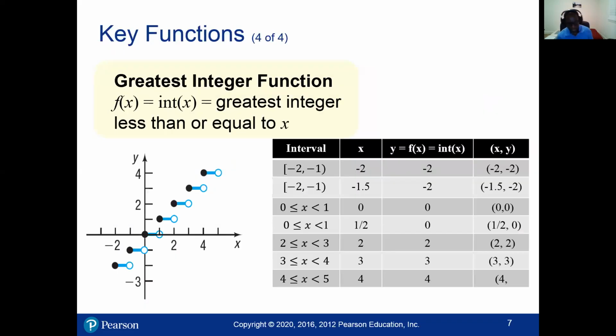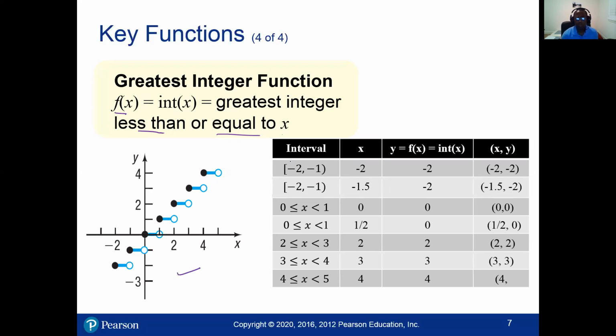Now, the other new one that we haven't talked about is what we call the greatest integer function. Here, f of x is defined as int of x, which means the greatest integer of x. What does it mean? It means the greatest integer less than or equal to x. So I put a table here for you to be able to explain what is happening in this graph.